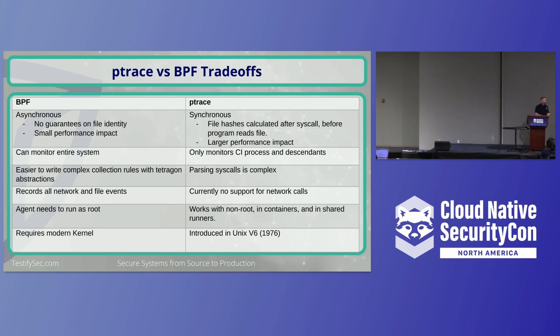Like I said before, the BPF agent, you need root on this. So it makes deployment much more difficult. If you're a small, medium enterprise and have a smaller security staff, you may not have the ability to install a bunch of software all over your systems because you have to maintain that. With ptrace, we just run the trace, and it just works because we control that process that we're calling. BPF requires a modern kernel. And then ptrace, we have compatibility. I looked it up, Unix v6 in 1976 is where that was introduced. So I don't think we have compatibility back that far, but ptrace does.